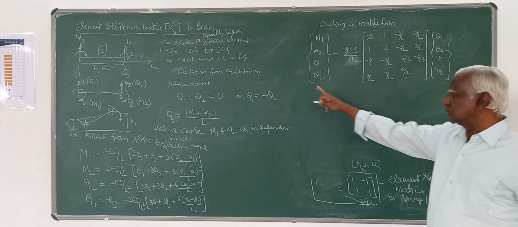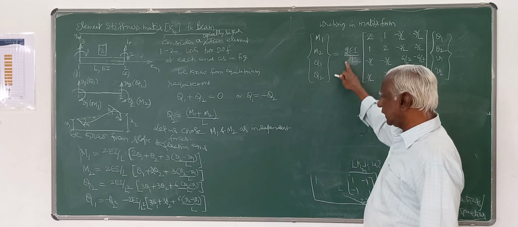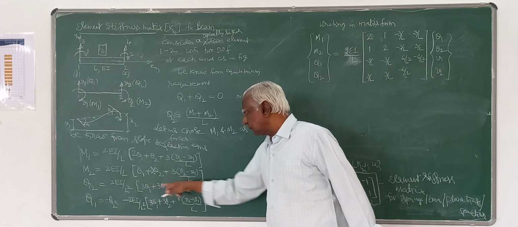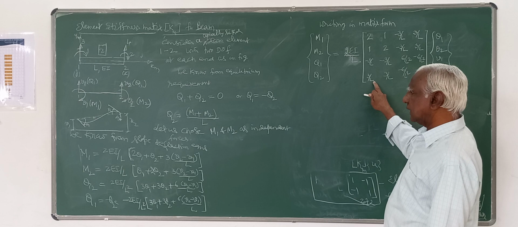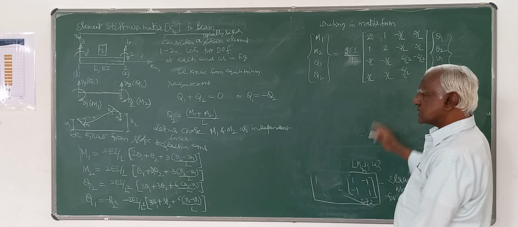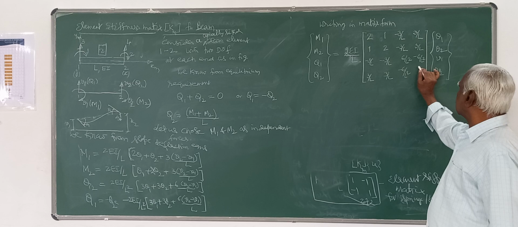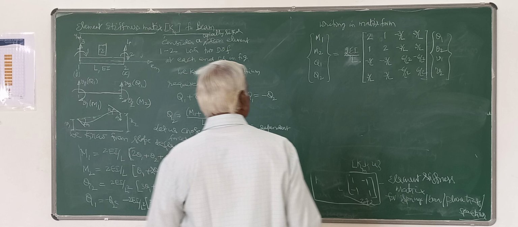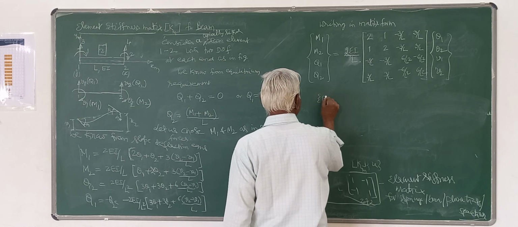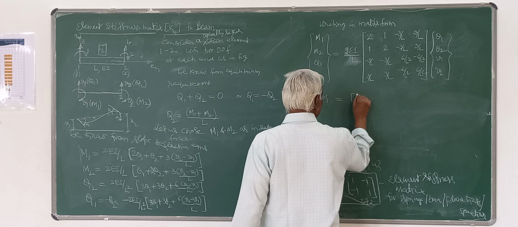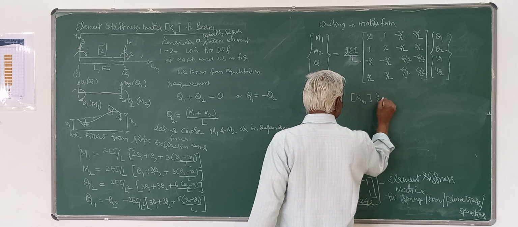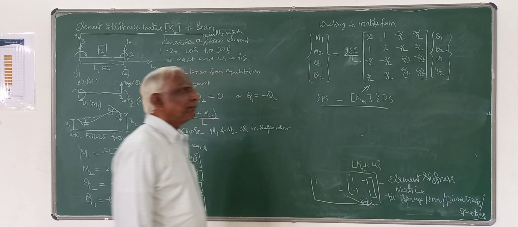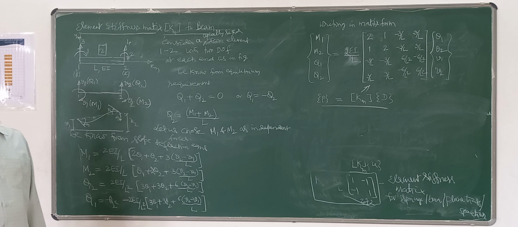You can check Q2. 2EI by L I had taken outside, so this is multiplied by 1 by L. So this is 3 by L, 3 by L, that is minus 6 by L square. Then 6 by L square. Yes. So the forces are equal to Km into displacements. So this is the member stiffness matrix.